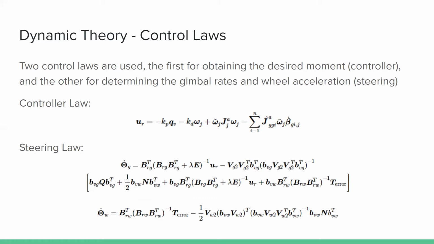In the steering law, Q and N are gains. The capital B matrices represent the current states of each CMG. The V matrices are part of the B matrix singular value decomposition. Lambda and E contribute to the mode frequencies, and the lowercase b matrices represent the CMG states as well as the vibration displacements. Theta dot G will solve for the gimbal rates, and theta dot W will solve for the wheel accelerations.